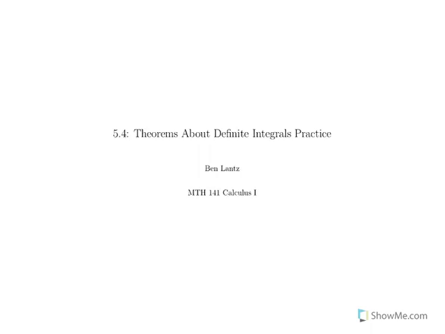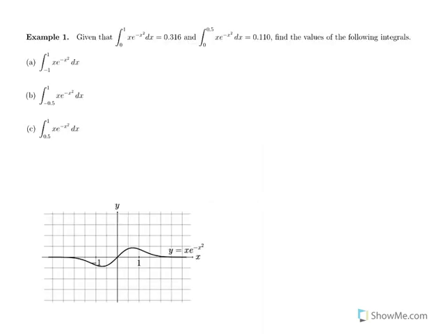In this video, we're going to do some practice problems relating to the theorems about definite integrals found in the last video. So let's start with this example. Given that the integral from 0 to 1 of x e to the negative x squared is 0.316, and the integral from 0 to 1/2 is going to be 0.110, find the following integrals.